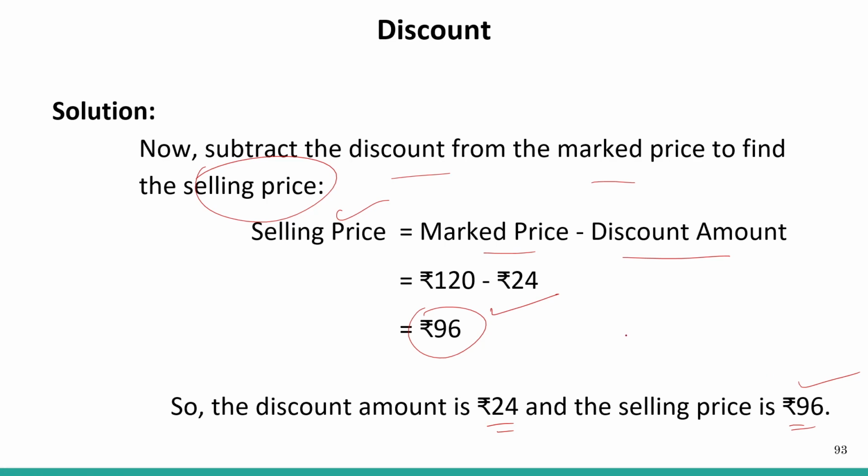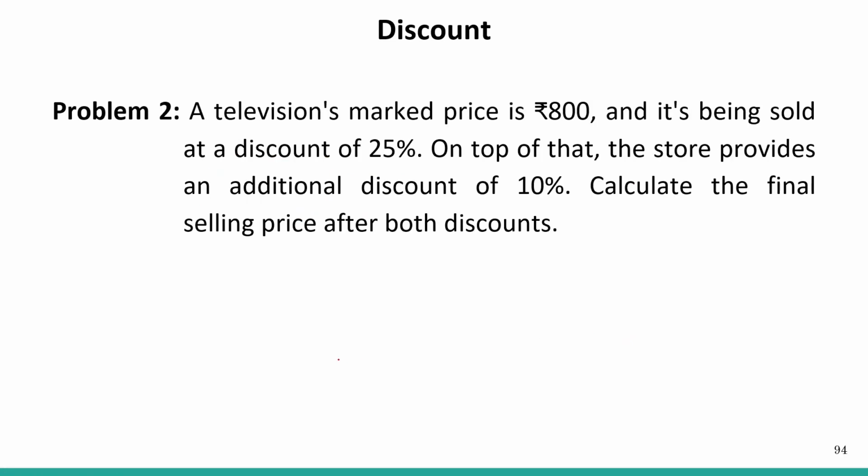Okay, let's go forward with problem number 2. A television's mark price is 800 rupees and it's being sold at a discount of 25%. On top of that, the store provides an additional discount of 10%. Calculate the final selling price after both discounts.